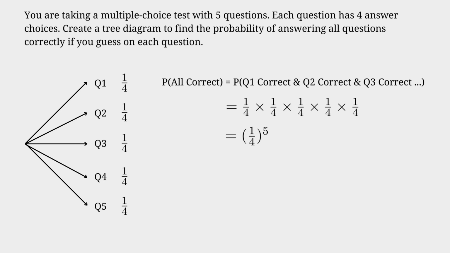Yet again, you can see that the word and is linked to multiplying possibilities. Typing this into your calculator will give you 1 over 1024. When expressed as a percentage, it is 0.098%. So it's better to study for your tests.